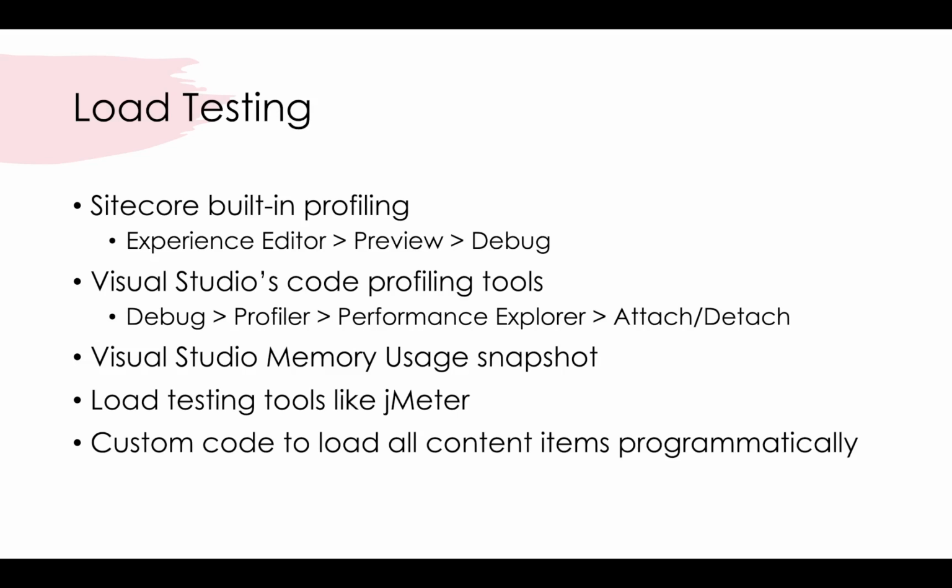Visual Studio's code profiling tools is another thing you can do, and this is just straight in Visual Studio. You go to debug mode, profiler, performance explorer, attach, detach, and then just attach the actual worker process for the site, and then you can actually profile the code. I don't have any screenshots or any more details about it, but you can go ahead and look that up on your own.